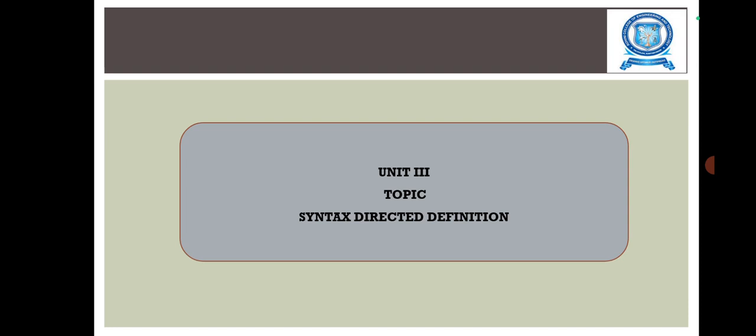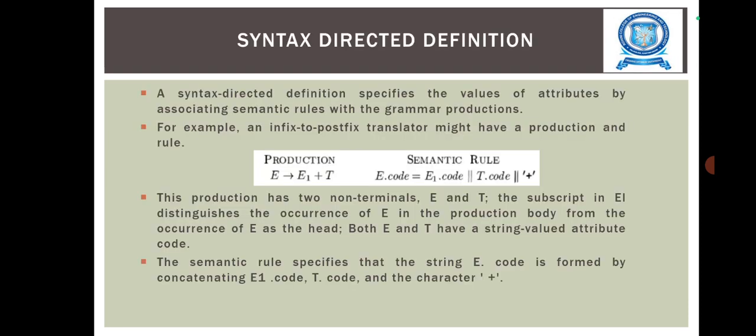Unit 3, Topic: Syntax Directed Definition. A syntax directed definition specifies the values of attributes by associating semantic rules with the grammar productions. For example, an infix to postfix translator might have a production and rule like this. This is the given production E tends to E1 plus T. For that, you write the semantic rule for the given production.